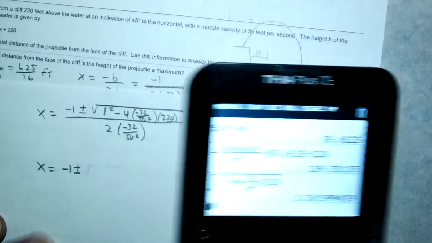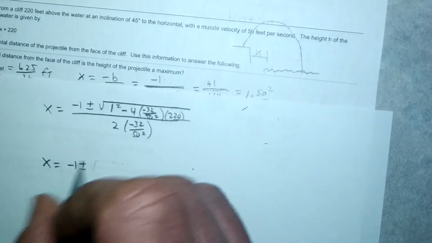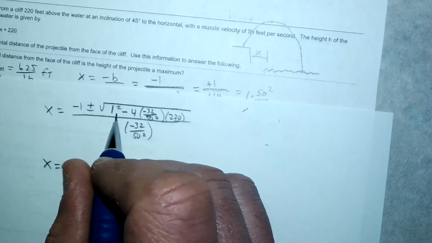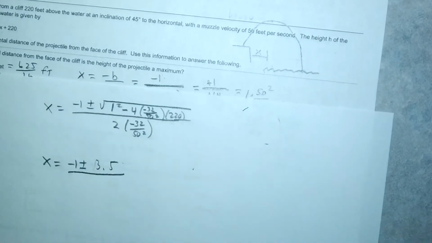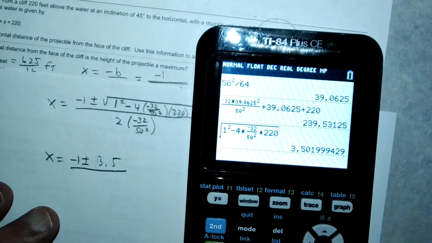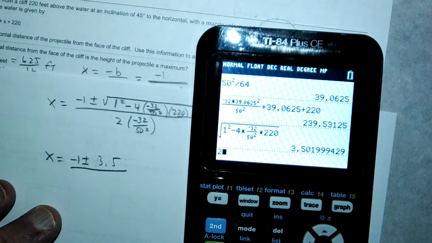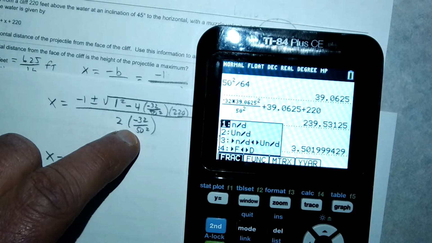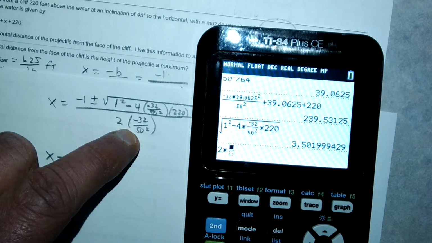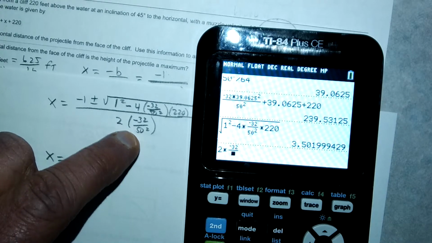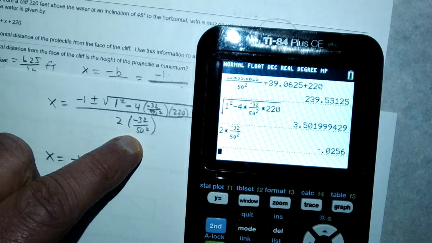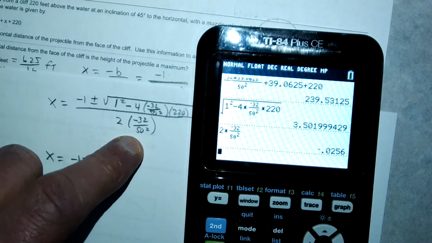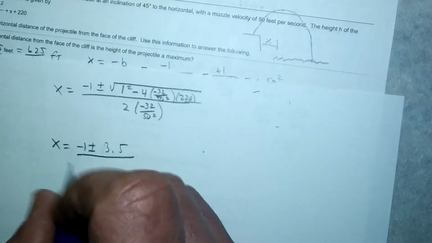So what I have now is this. So far I have negative 1 plus or minus, and the square root on the top turned out to be 3.5. Now let's figure out this denominator. The denominator says that it is, again, we've got a fraction, 2 times alpha y equals, and I'm going to do negative 32 on the top and 50 squared on the bottom. And that turns out to be a negative 0.0256.